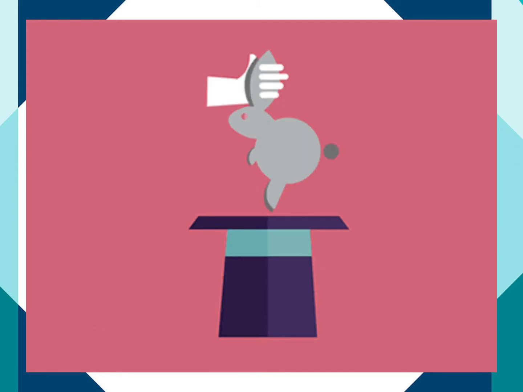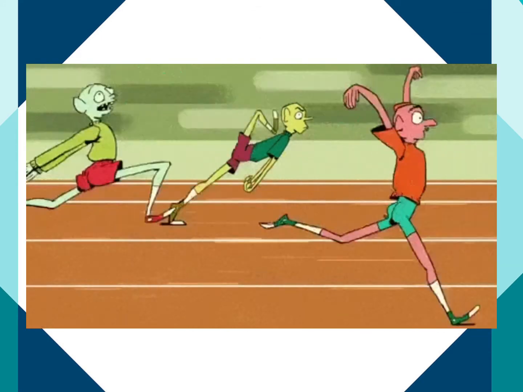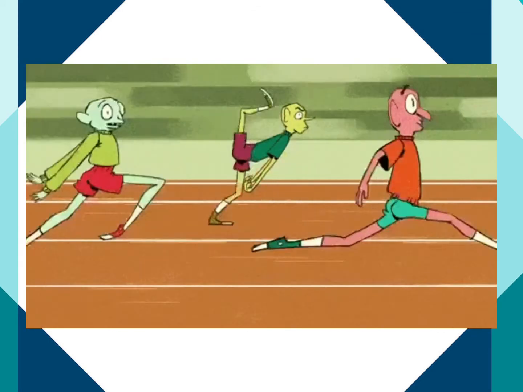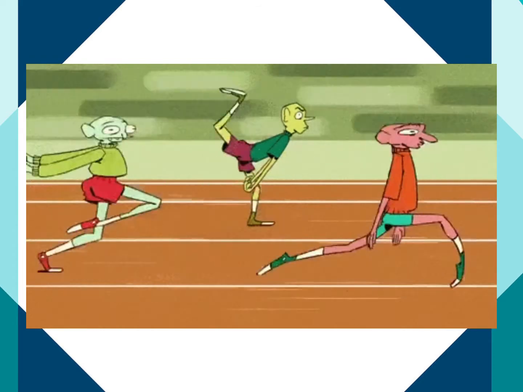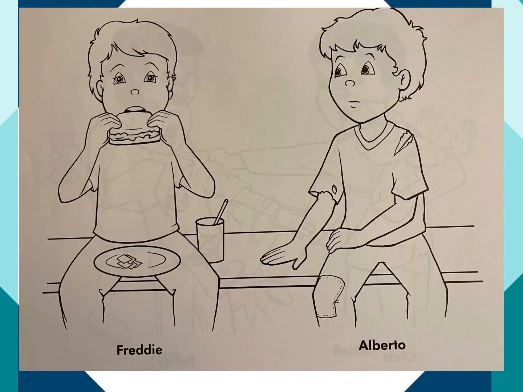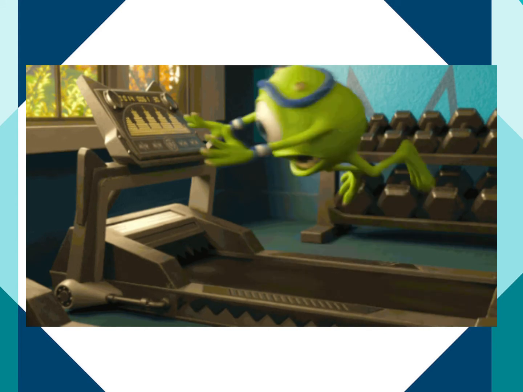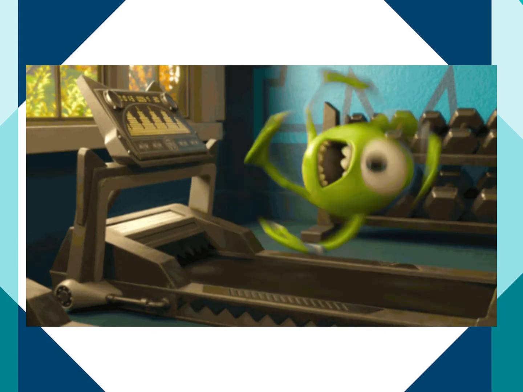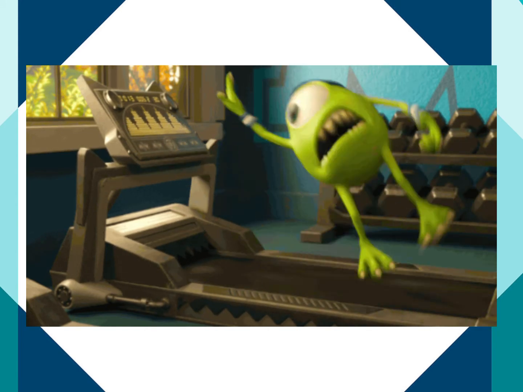Sometimes we can think too fast. We think we know what the problem is even when we don't. Some of you might have thought too fast about the situation between Alberto and Freddie. Sometimes we can make mistakes or we don't understand because we go too fast. If this happens, we need to slow down so that we can avoid the mistakes.